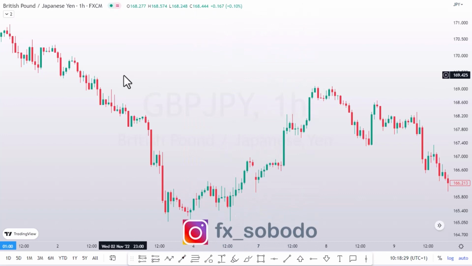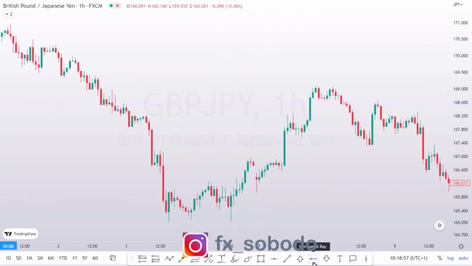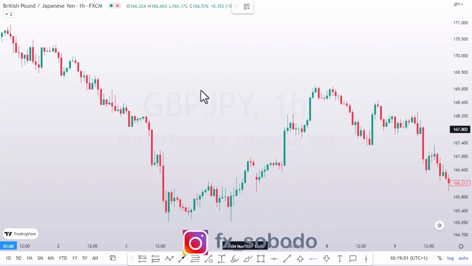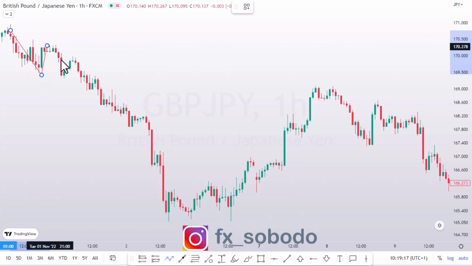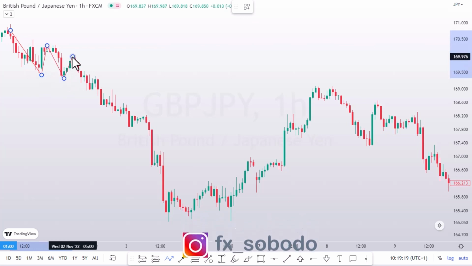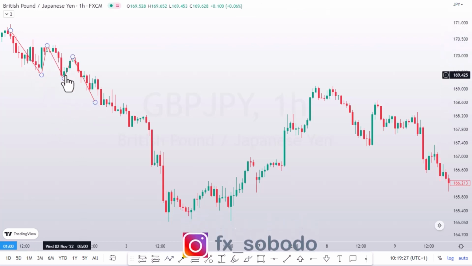Okay folks, this is GBP JPY on an hourly time frame. Let's see, for example, how I do my annotations. Me seeing this level, you see, market was going lower low, lower high, lower low, lower high, lower low. So I've already seen what? A sell structure. Price going lower low, lower high, lower low, lower high, lower low, lower high.